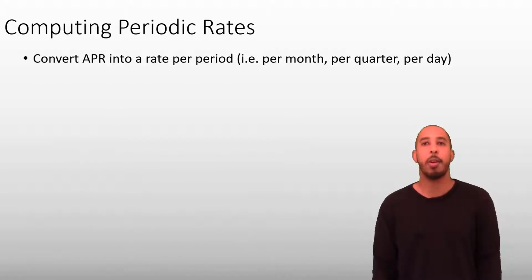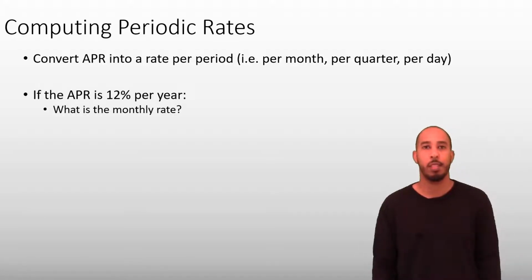So how do we find periodic rates? It's actually really simple. All we're doing is we're dividing the annual rate, the APR, into pieces. Daily pieces, monthly pieces, quarterly pieces, whatever the frequency. Doing that will give us a rate per period, a periodic rate. Let's do a few examples to show this.